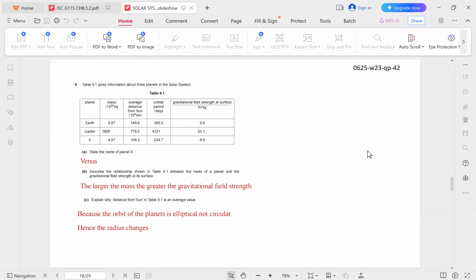Table 9.1 gives information about 3 planets in the solar system. State the name of planet X. So maybe you'll remember at the beginning when I told you, keep in mind that Mercury is very small and Venus and Earth are somewhat equivalent in size. Earth might be slightly larger. So what would planet X be? Because planet X has two properties. First of all, it is closer to the Sun than Earth. So it has to be either Mercury or Venus.